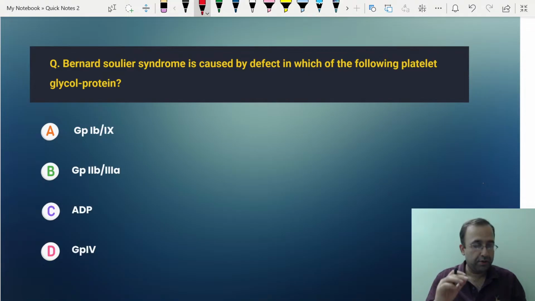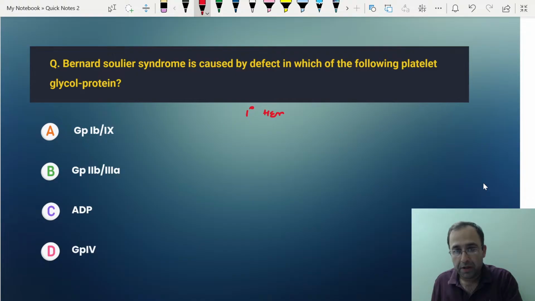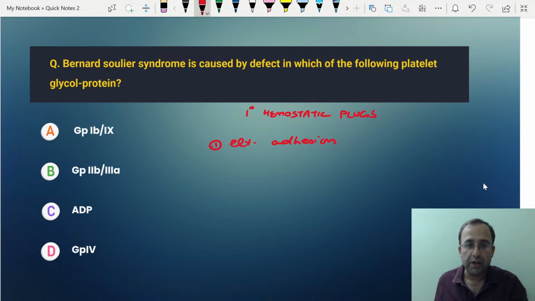Next question. Again, a question that was asked with respect to primary hemostatic plug formation. It has 3 main steps: platelet adhesion, recruitment of platelets and release of granules, followed by platelet aggregation. These are the 3 main steps of primary hemostatic plug.